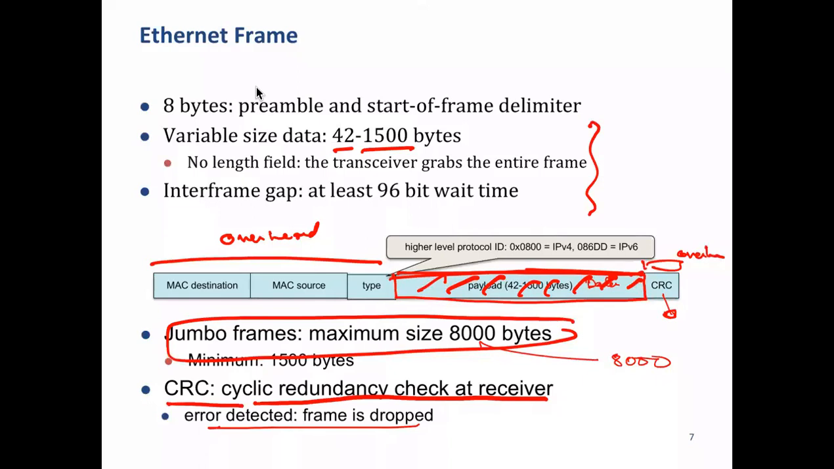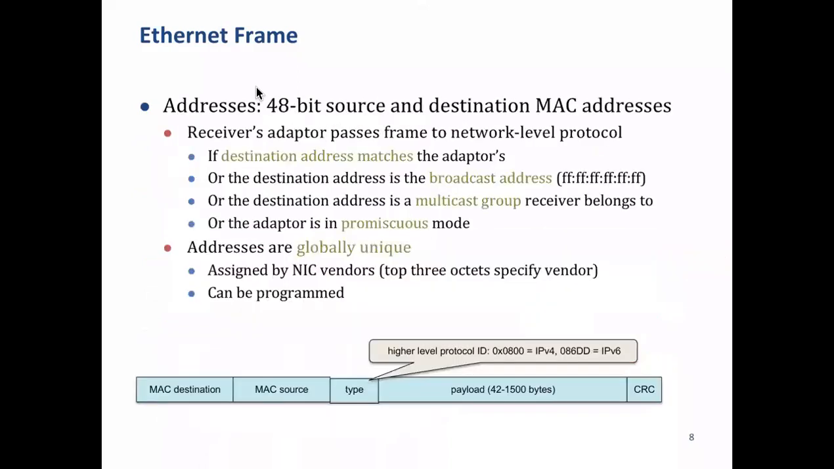Okay, all right. Now apart from this payload, we have the destination address and source address, and these are MAC addresses. These are 48-bit source and destination addresses, right? And then there's something called the type field.